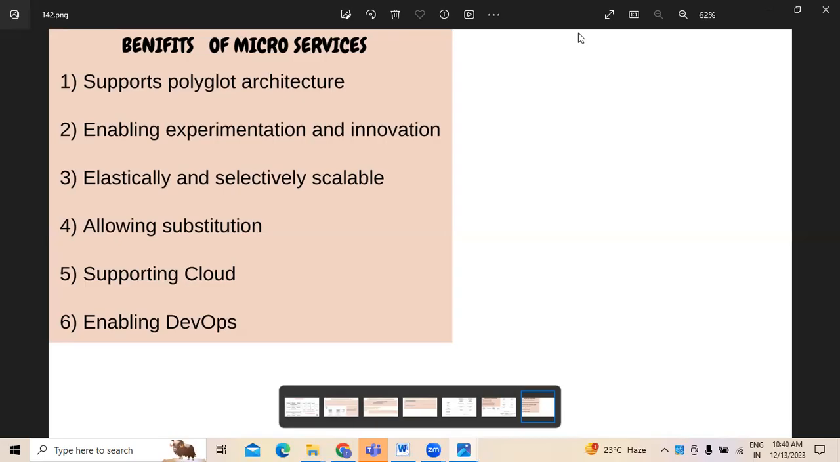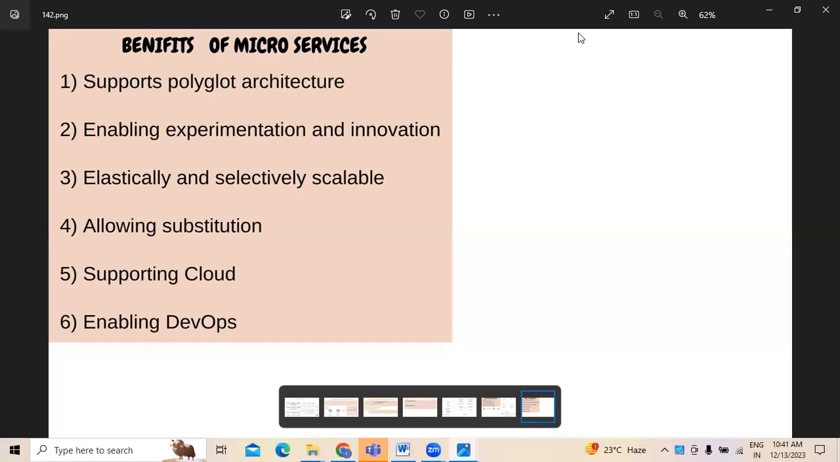So this is where we can do substitutions, especially in the context of microservices. There is a possibility of enabling substitutions with other microservices, because the implementation of the business functionality as well as the architecture of each microservice is separate from one another. So substitutions can be allowed, and everything can be done. This is also one of the benefits we can see from microservices.